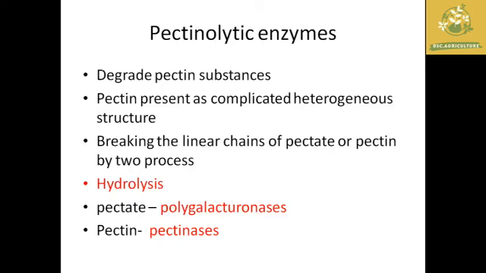So the pectinolytic enzymes are said to be used to degrade the pectic substances. So the pectin is present as a complicated heterogeneous structure in between them. So the linear chains of pectate or pectin are degraded by two processes, hydrolysis of pectate and pectin, by polygalacturonase as well as pectinase. So these are the enzymes used for the conversion as well as hydrolysis of pectate as well as pectin. They are mainly hydrolysis processes taking place by these pathogens.